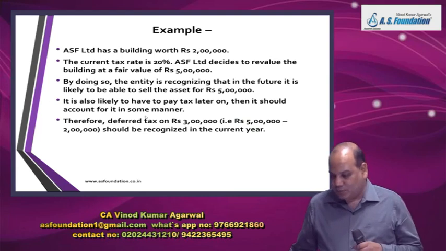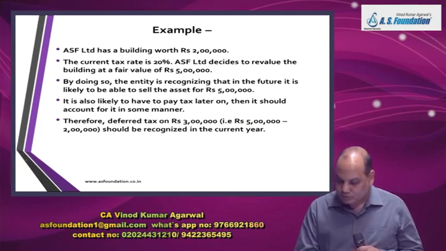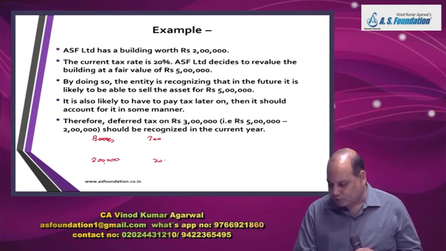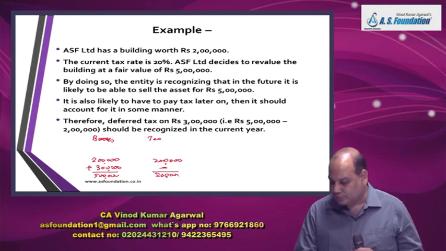So I'll just quickly explain how this taxation calculation will be done. This is my books of account. This is for tax purpose. We started from the same point, 2 lakh, 2 lakh. But for accounting purpose, you increased it by 3 lakh. So now it is 5 lakh. But this adjustment will not be allowed for tax purpose.